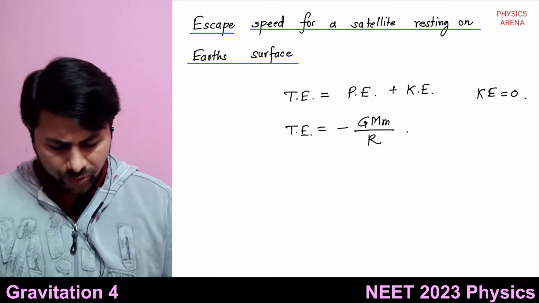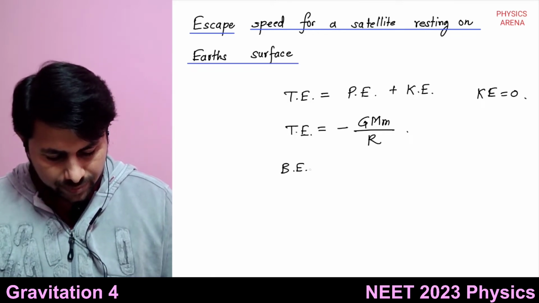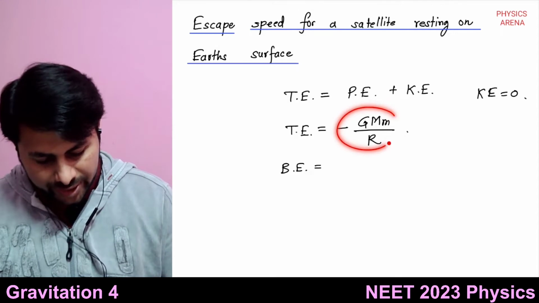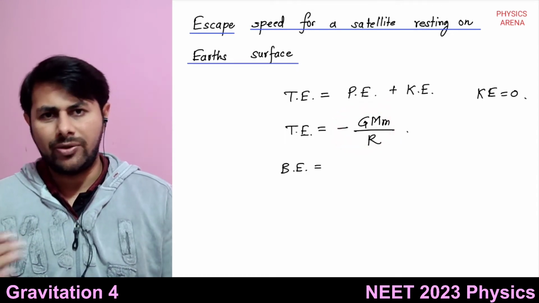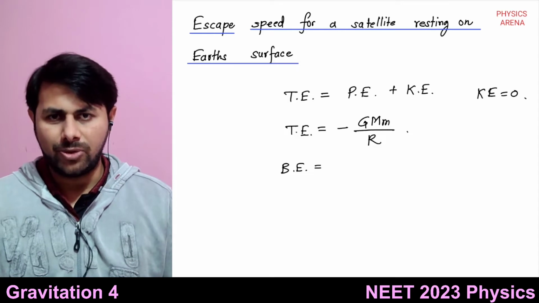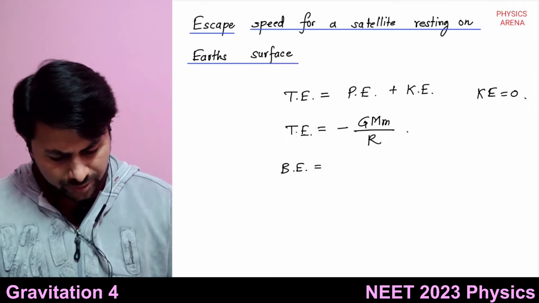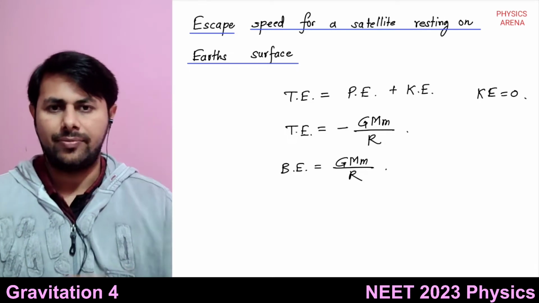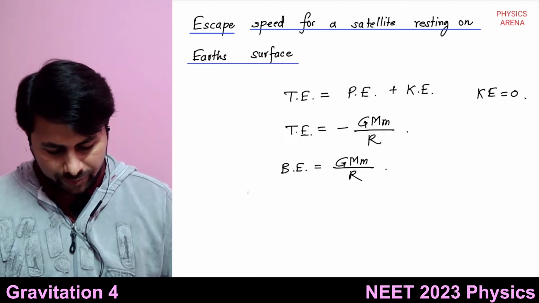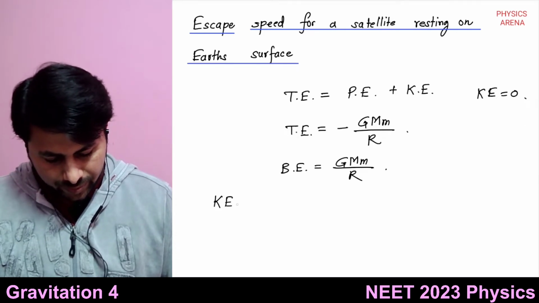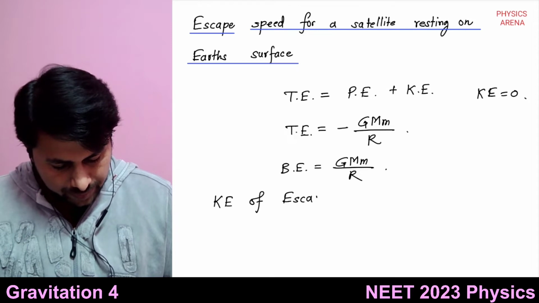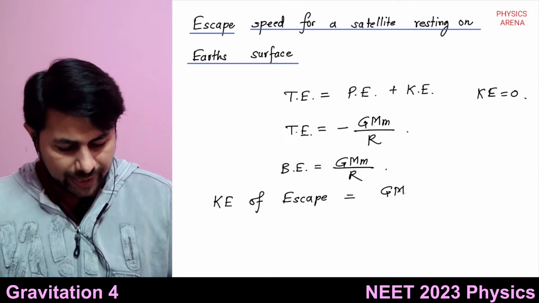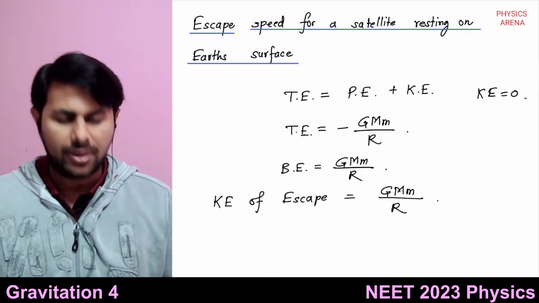Okay. So what would be the binding energy? Binding energy is just negative of total energy. So if we provide this much energy, what will happen? The body will escape from Earth's gravitational influence. Okay, so binding energy is GMm divided by R, right? And therefore we can say that the kinetic energy of escape is equal to binding energy, and that is GMm upon R.